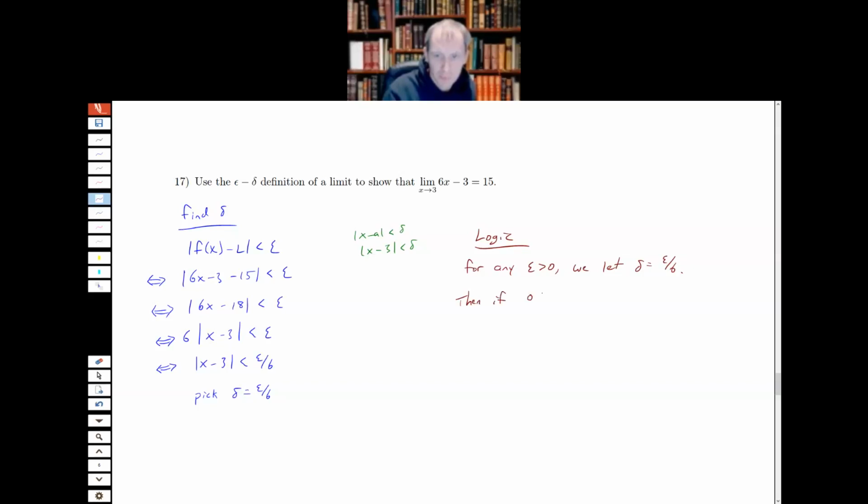Then if 0 is less than |x minus a| less than delta, that means that |x minus 3| will be less than epsilon over 6. And then using my steps backwards, that means that this is equivalent to this, is equivalent to this, is equivalent to this. And that tells us that |f(x) minus L| will be less than epsilon. And that gives us the limit.